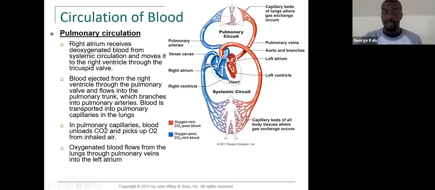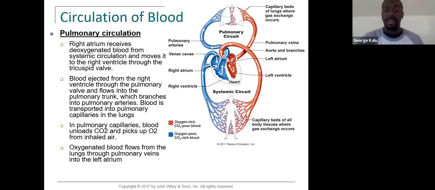From there, the right ventricle will contract, and that's going to eject blood from the right ventricle into the pulmonary valve, and then through into the pulmonary trunk. The pulmonary trunk will then branch into the pulmonary arteries, which will eventually reach the pulmonary capillaries inside the lungs. Once they reach the pulmonary capillaries, our blood is now able to deposit carbon dioxide into the lungs that we can then breathe out. At the same time, it's going to be picking up the oxygen that we just breathed in and depositing that into the blood.